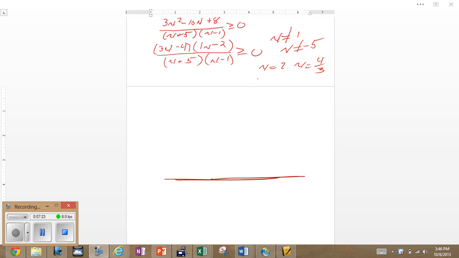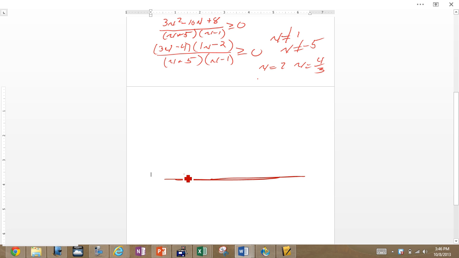Okay, we're back. We're going to build our sign table. Going to take note of the values. Moving from left to right, the first strike we have is negative 5. Then looks like we're going to have 1. Then 4/3. And then 2.